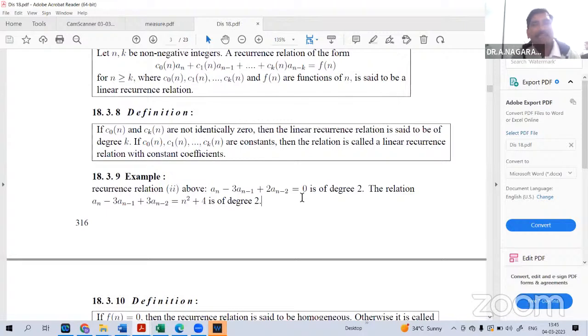Here you want to identify a_n. Identifying a_n means it depends on the other two terms.